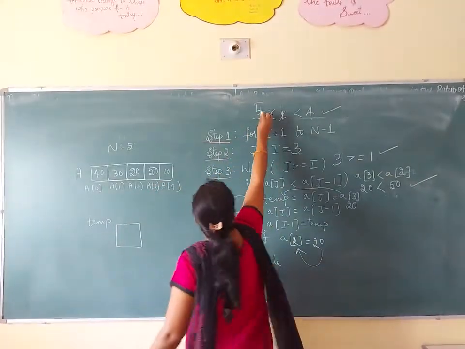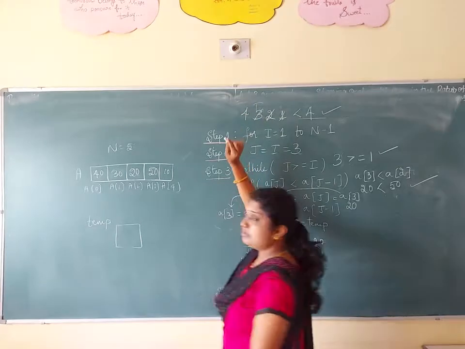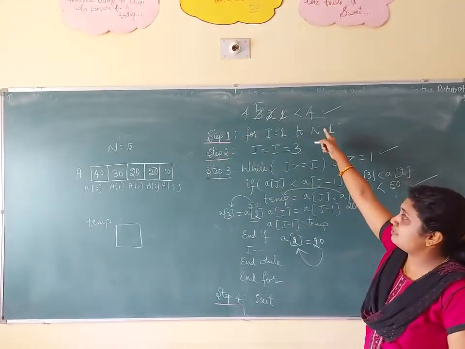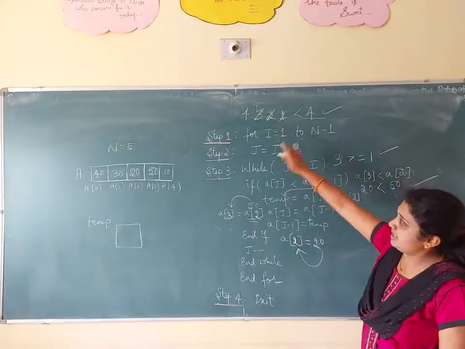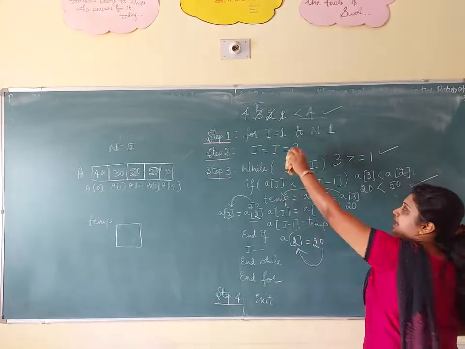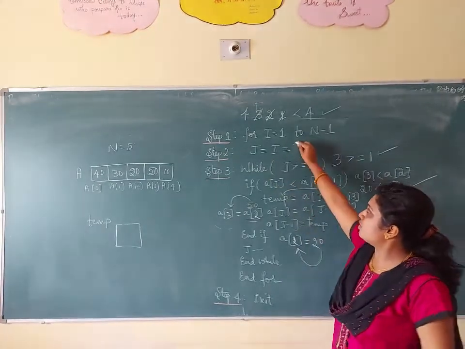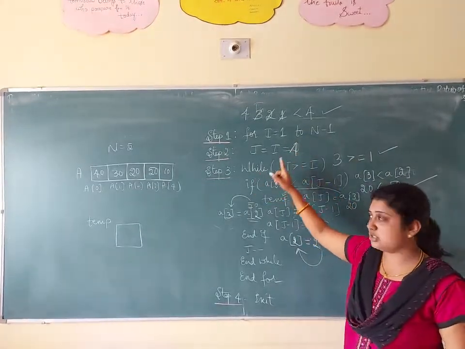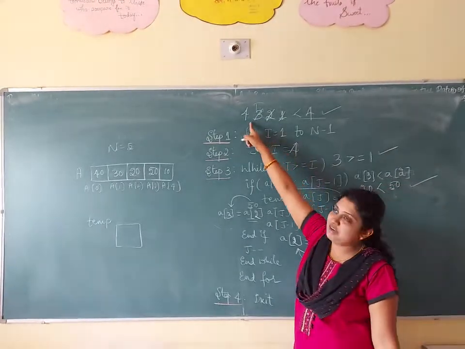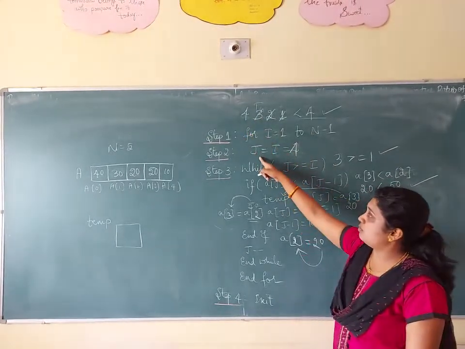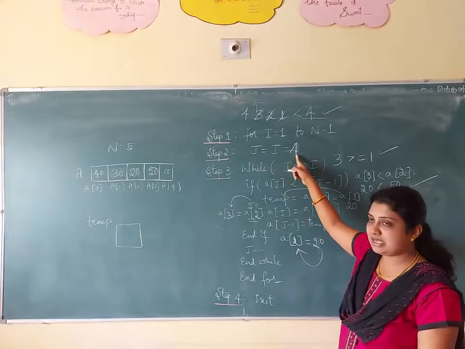Again, it will go to where? For loop, 3 will be incremented to 4. 4 is less than or equal to 4, so the condition is true. It will go to step 2. j is equal to i, which is equal to how much? 4. Because i value will be incremented from 3 to 4, now both j and i will be equal. That will become 4.